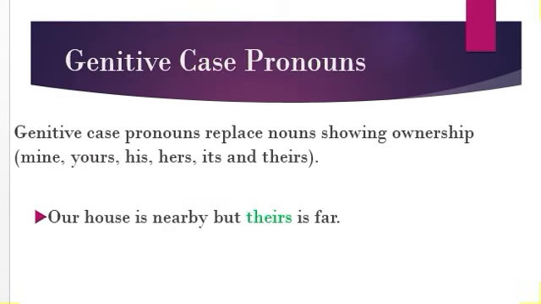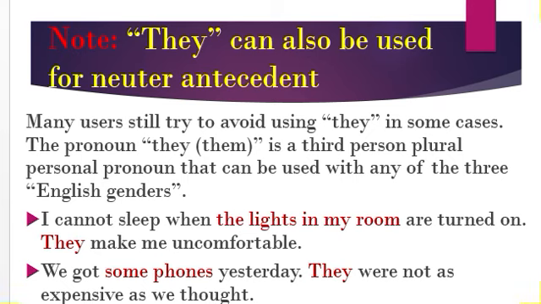Now this is one thing you should note. They can also be used for a neuter antecedent. When an antecedent is not a living thing, you can also use they for it. Many users try to avoid using they in some cases. Most people have narrowed the pronoun they to only living things. It is wrong. You can also use they for non-living things.